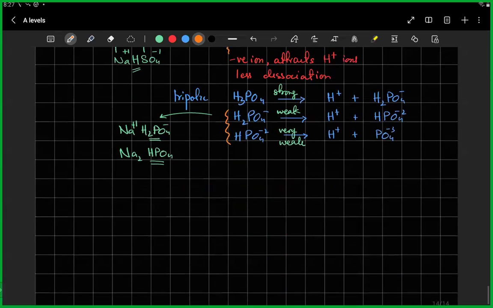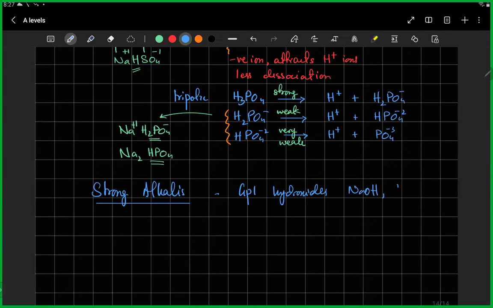Okay, let's come to bases too, strong alkalis. Okay, so you've got strong alkalis, which are normally your group 1 hydroxides. So you've got group 1 hydroxides, for example NaOH, KOH, and some group 2 hydroxides, those at the bottom. Okay, the bottom ones.